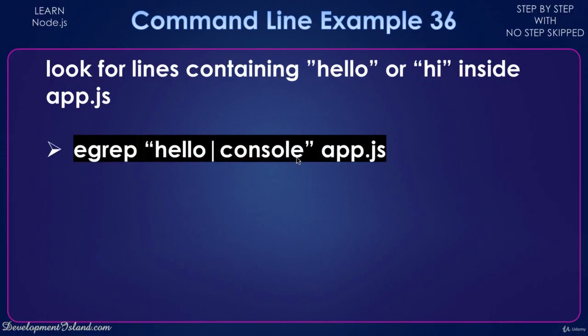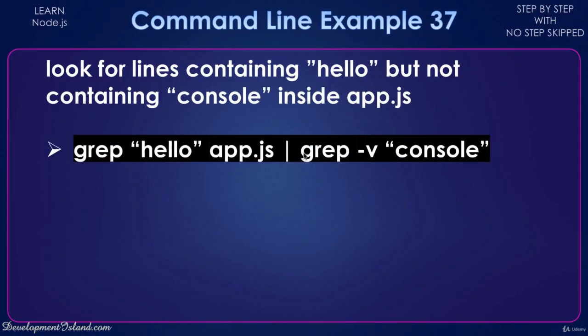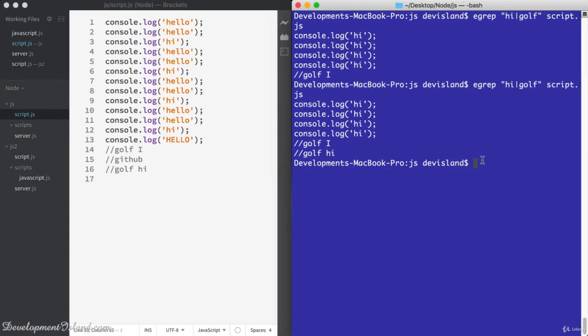All right, so let's move to the next example. Now let's look for lines containing a certain word, but not another word. So for this, we're going to use piping. So we get the results first for the first word, and then we run the grep -v command on the results. So let's say that we want to look for lines containing golf, but not containing hi.